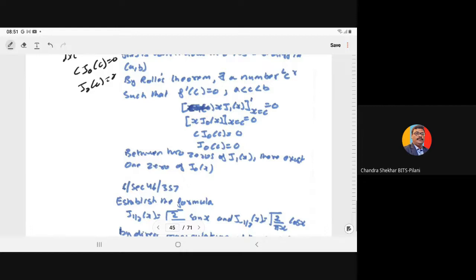That we are writing directly. These things are coming from that only, but we are not teaching. We are just saying that the second kind of Bessel function is this. Directly we are writing, but the derivation procedure is the same, whatever we have studied in section 30.